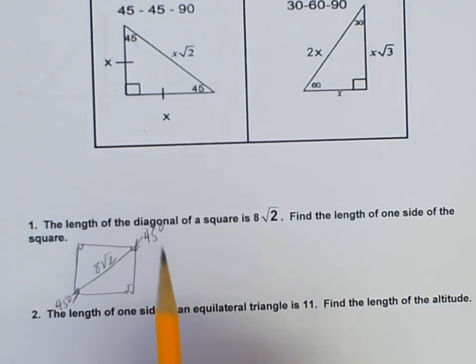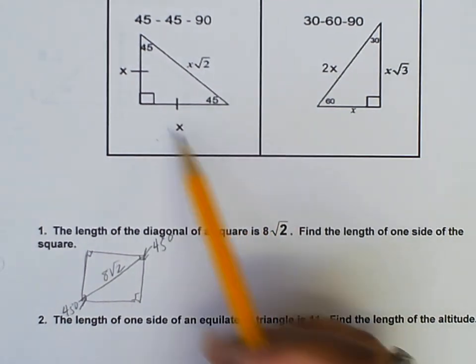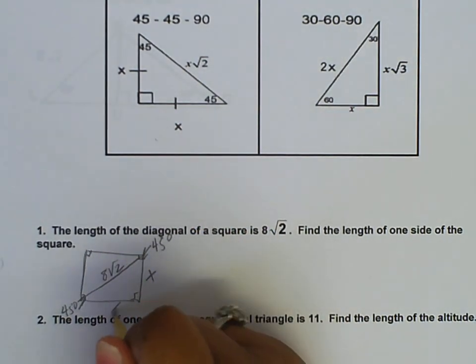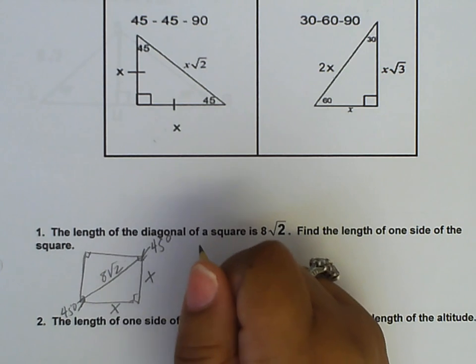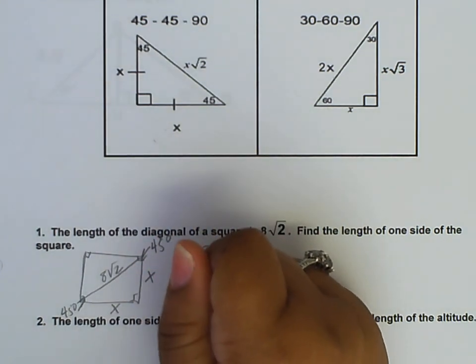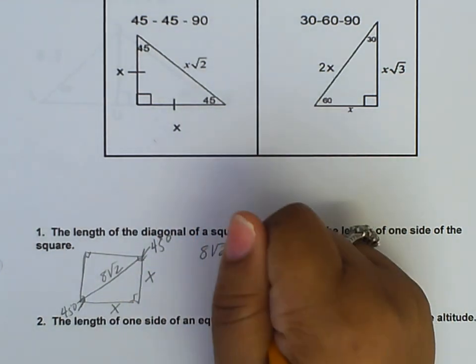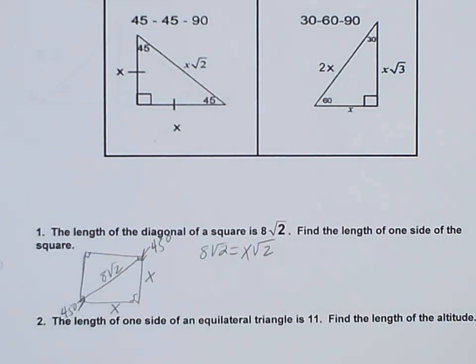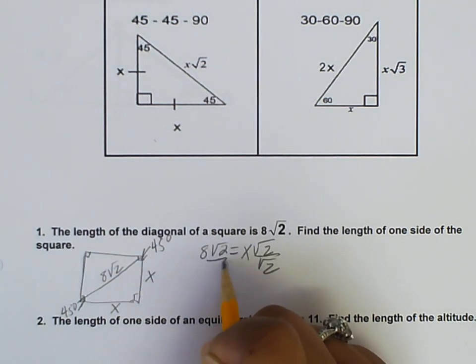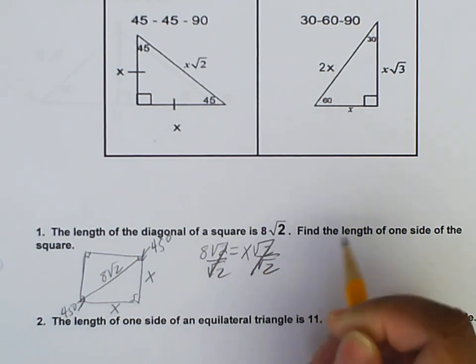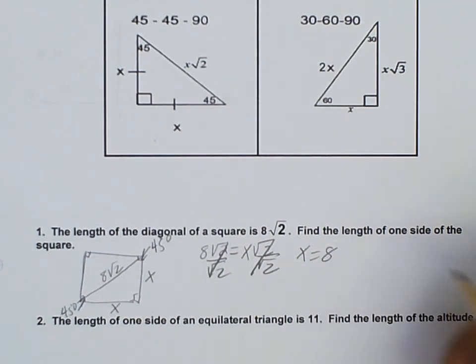Now if you go to your rule triangle, you can remember that the legs are x. What I tell students is to take whatever answer you have, put it by the rule, and if you want to get x by itself, you would divide the radical 2 out, and you can see x is 8.